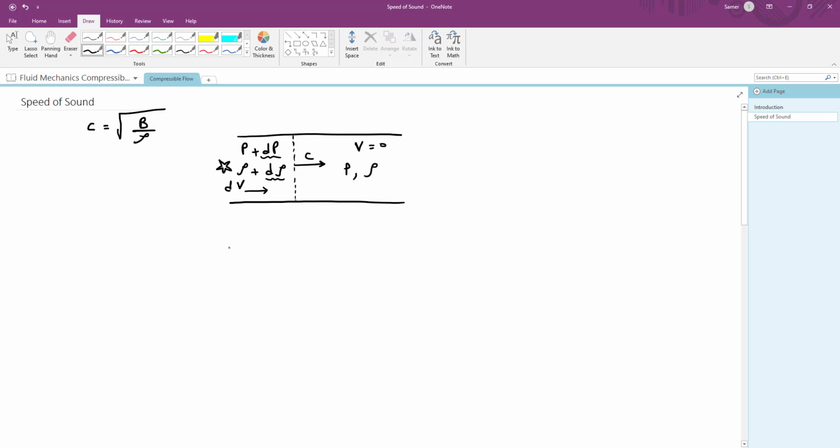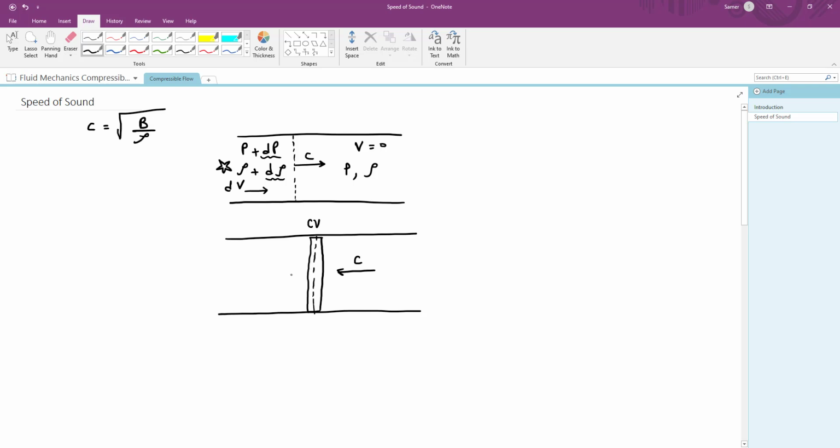Now we want to do a control volume analysis. To simplify our analysis, we will take a control volume surrounding the pressure wave, and this control volume is also moving at the speed of sound c. So for an observer located inside this control volume, the pressure wave will appear still, or fixed, if we want to say. And for this observer, it will appear as if the fluid is moving toward the control volume at the speed of sound c.